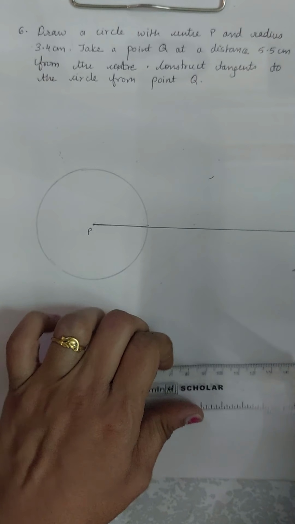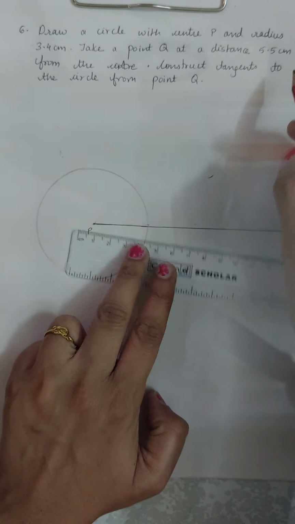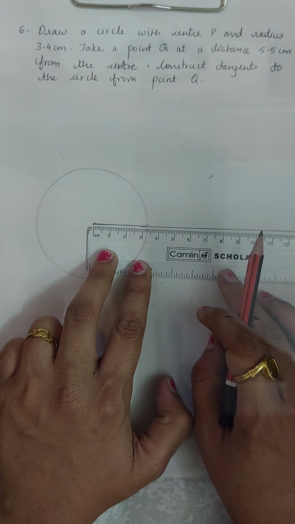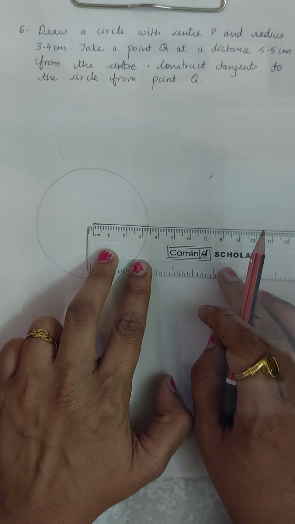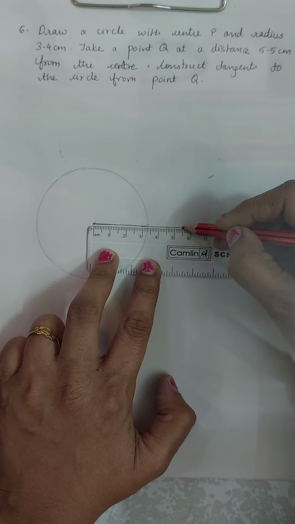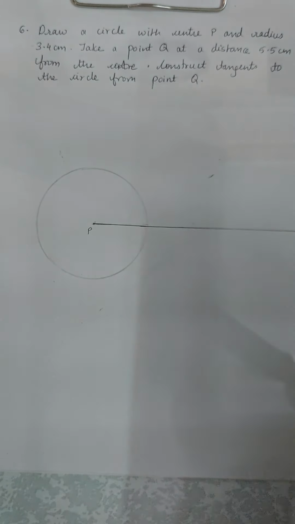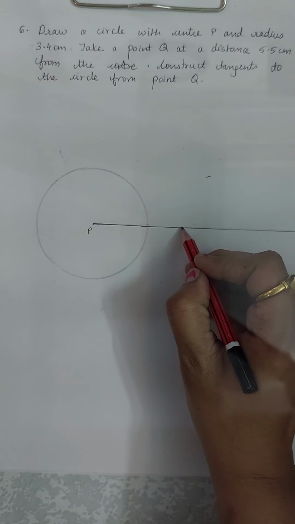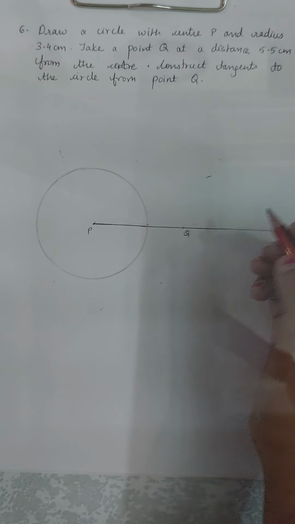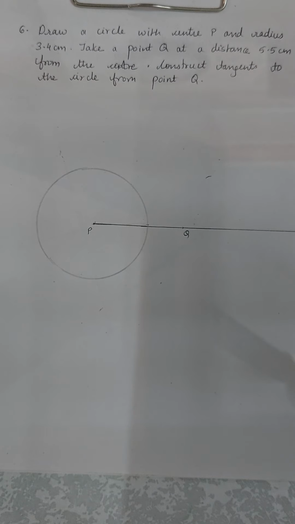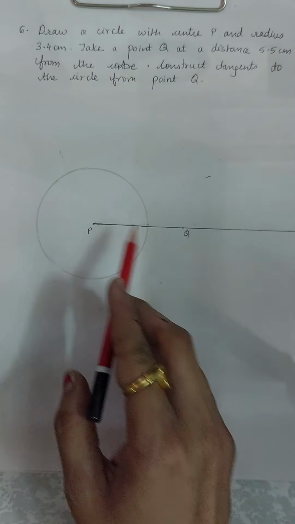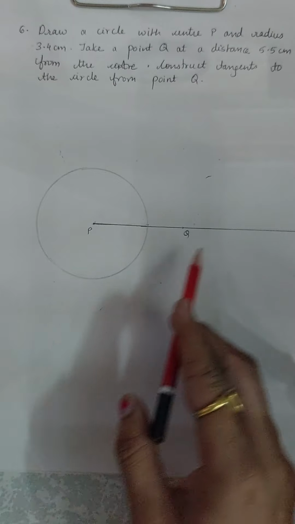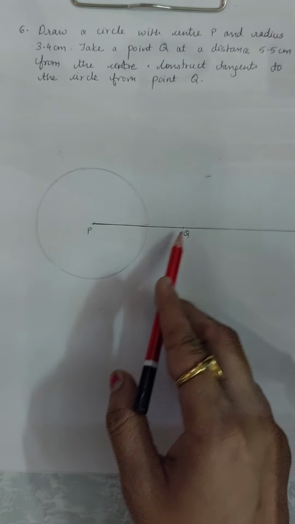Now, after doing this, let us check what is the distance that we want. 5.5. So 5.5 is here. This is my distance, and at this distance we have to take point Q. So this is point Q, which is at a distance of 5.5. Now from here, what has been told? We have to construct tangents to the circle from point Q.